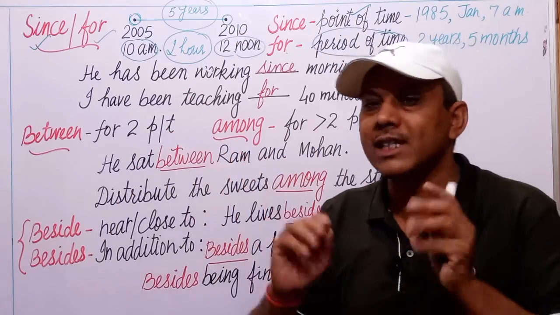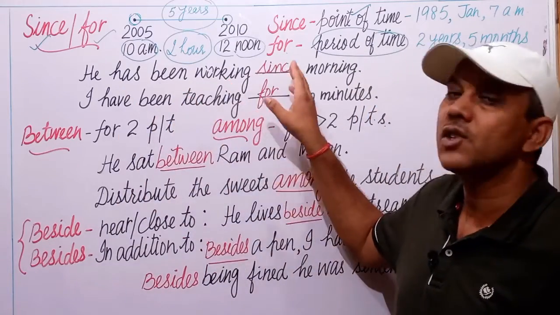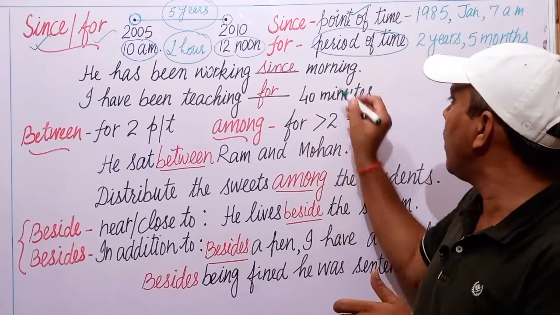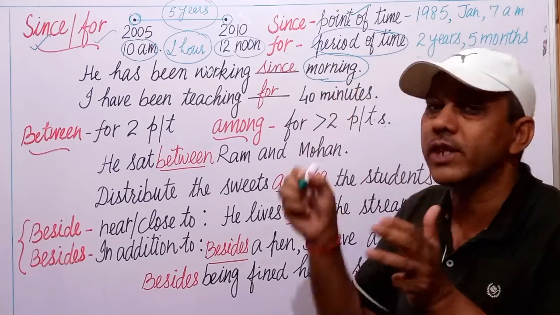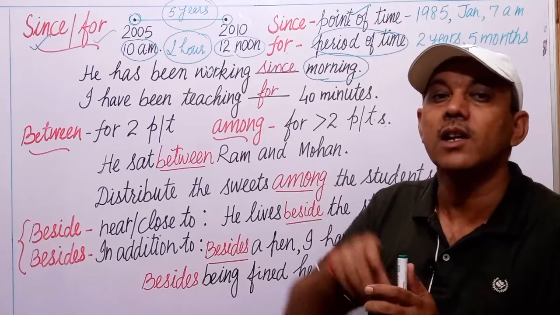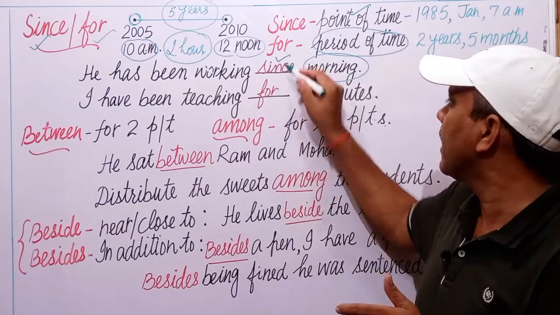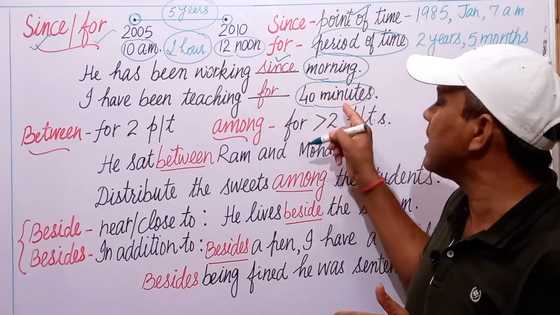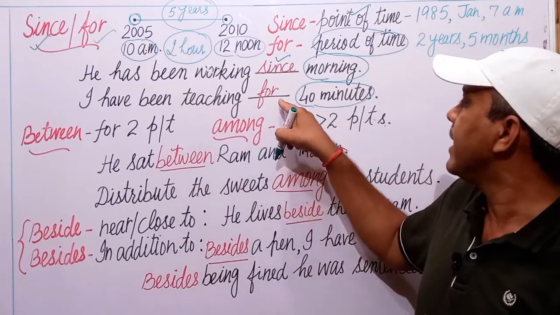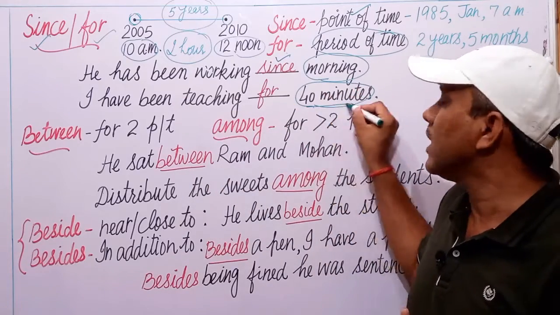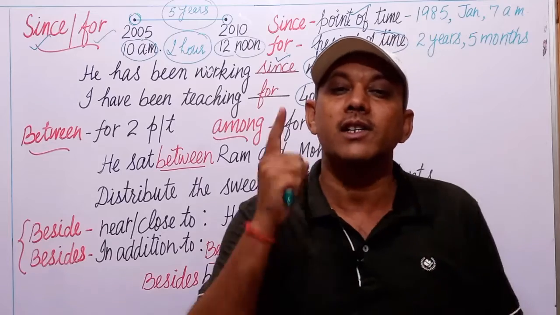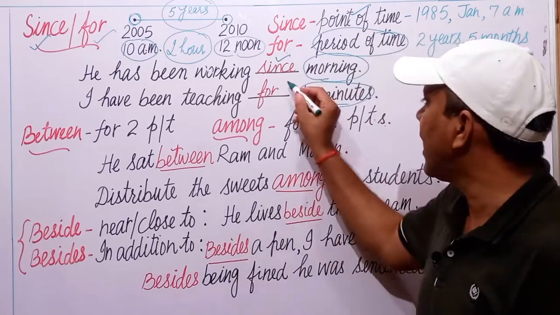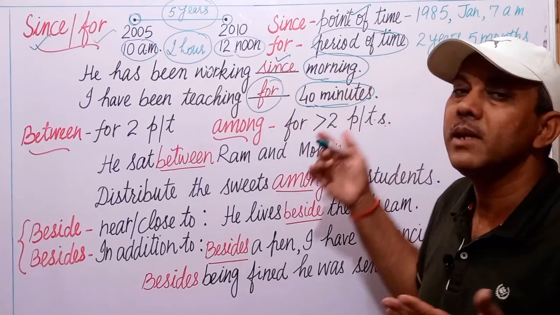Now there are 2 examples. He has been working since morning. Because morning is a point of time. कब से कर रहा है? Since morning. तो since का यूज करेंगे. बट यहां पे लिखा हुआ है 40 minutes. I have been teaching dash 40 minutes. 40 minutes is not a point of time. It is a period of time. So we shall use for 40 minutes.